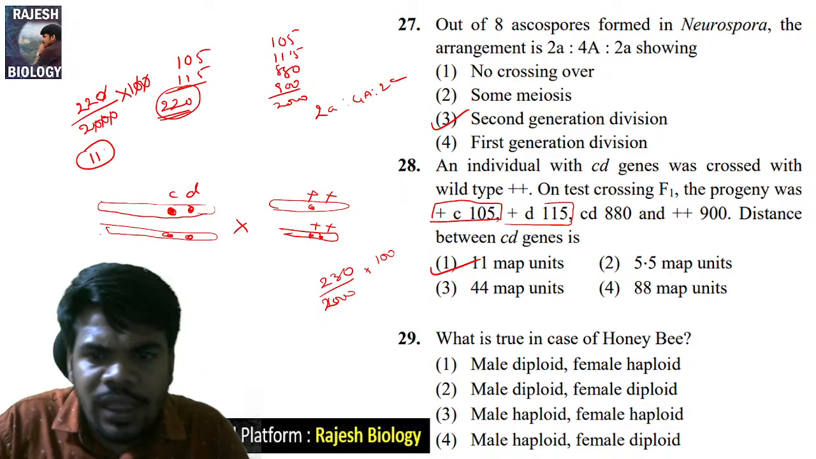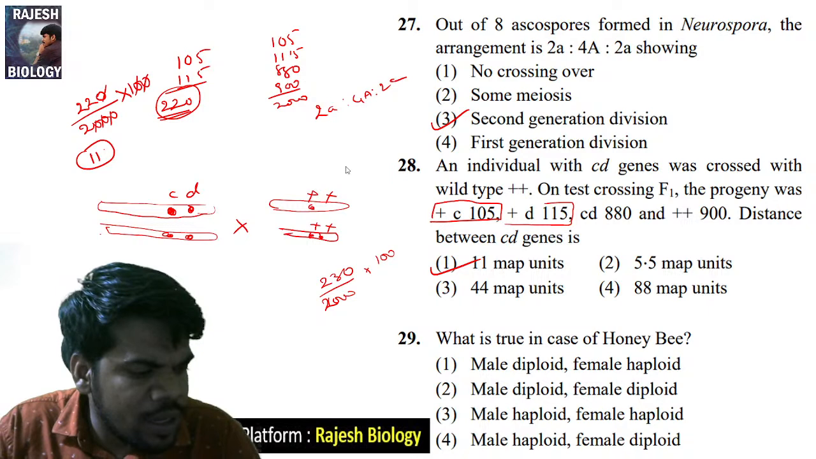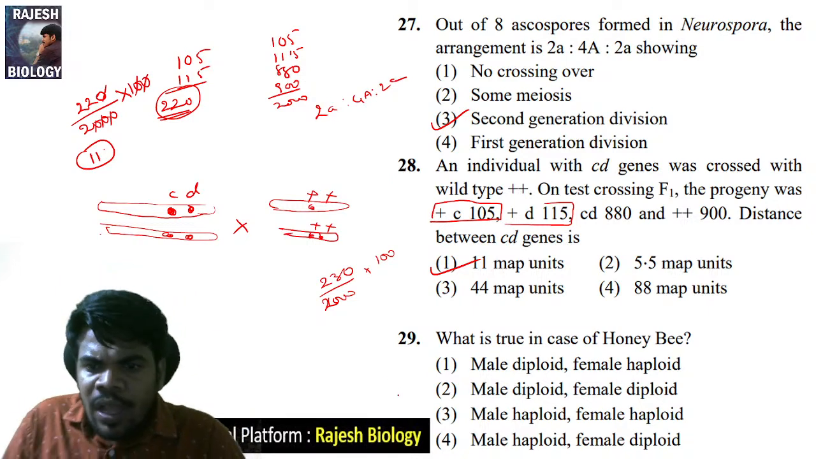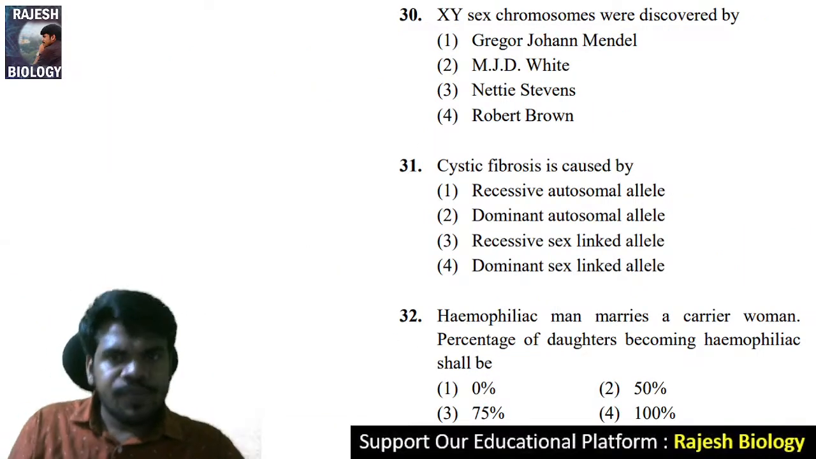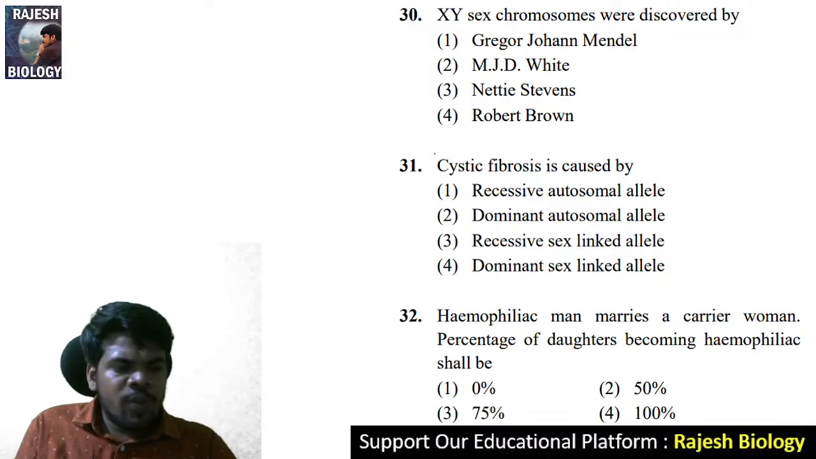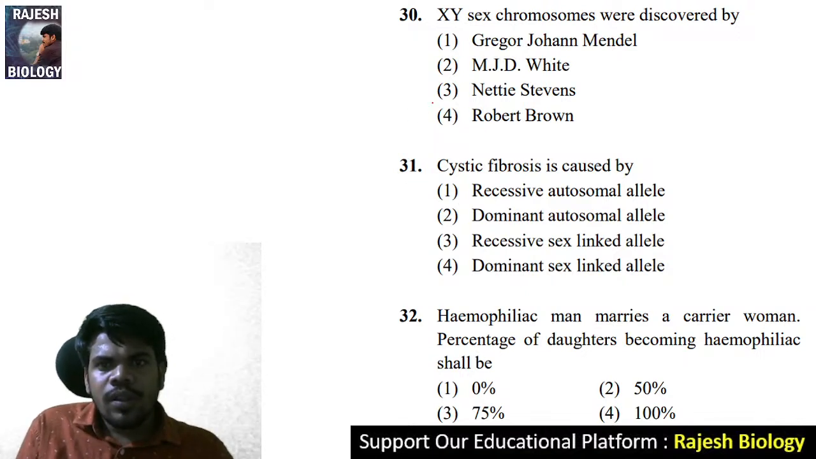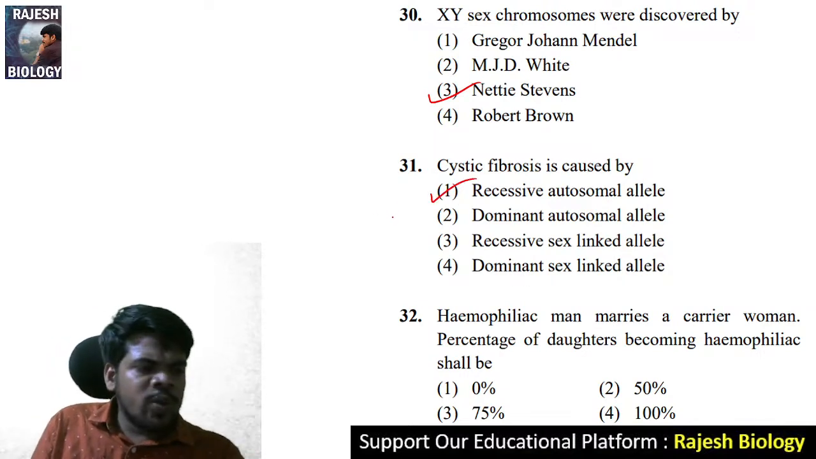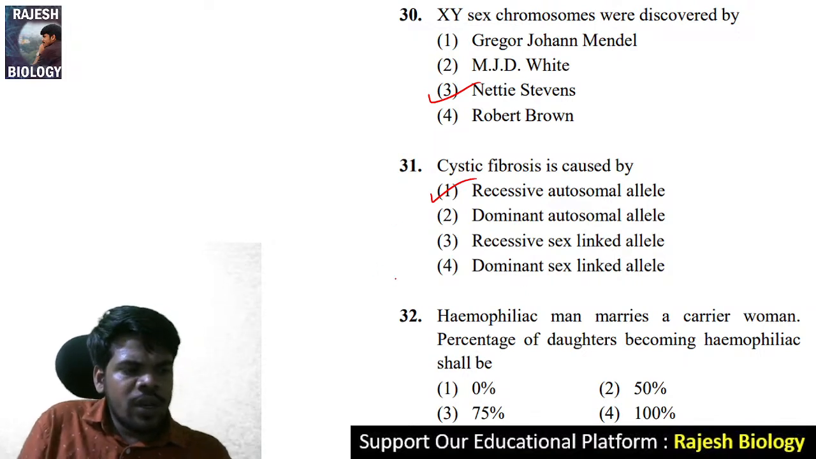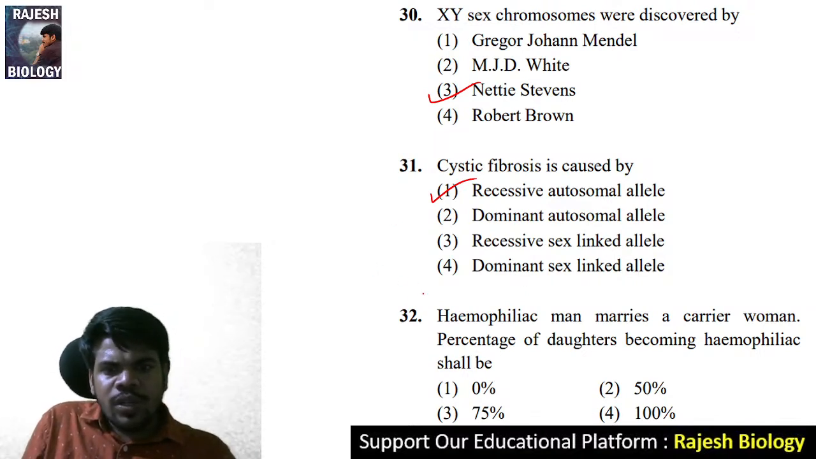Come to the 29th. What are the true cases of honeybee? The right answer is 4. Male haploid and female diploid. Very good. Come to the 30th question. XY sex chromosomes were discovered by the X and Y chromosomes. These are discovered by Nettie Stevens. And 31st question. Cystic fibrosis is also a recessive autosomal allele. Recessive autosomal allele. Next question.